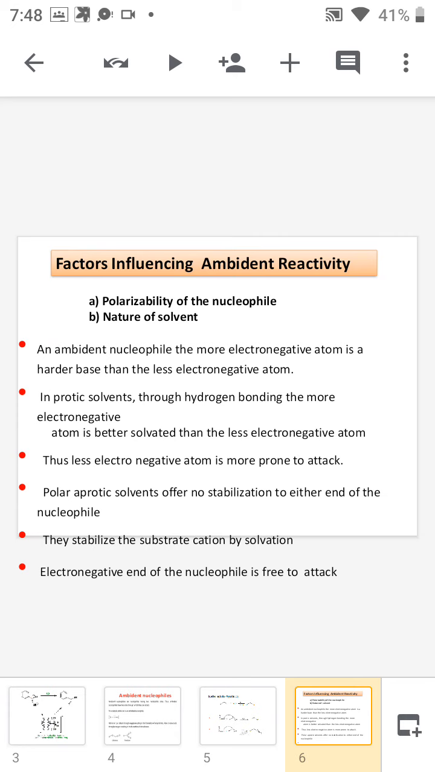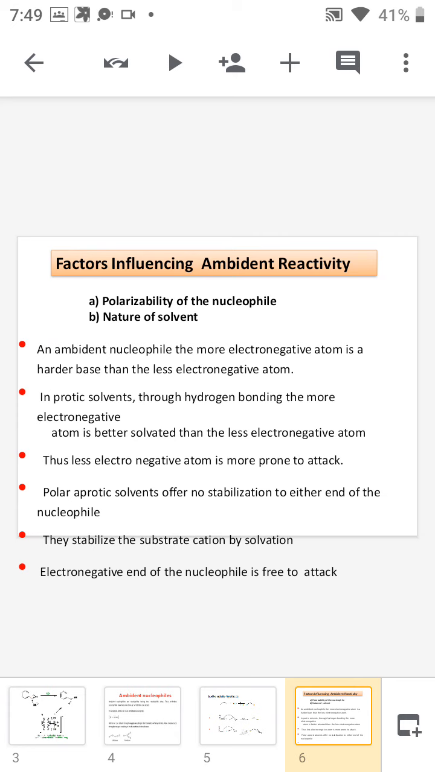In these two atoms, the most electronegative atom is considered as the hard base. So it will attack the most electropositive atom in the reaction center. That is, according to the HSAB principle, hard base will always attack the hard acid.